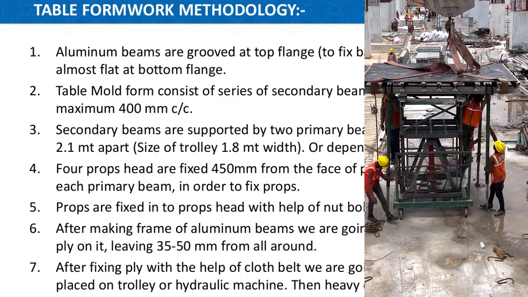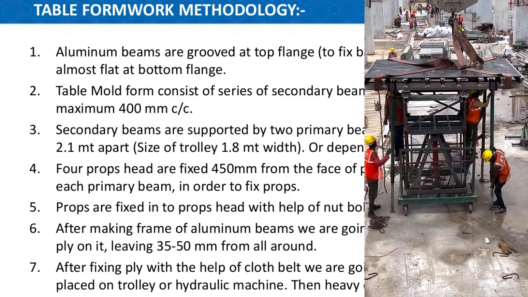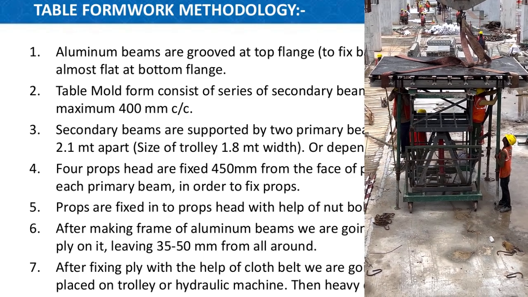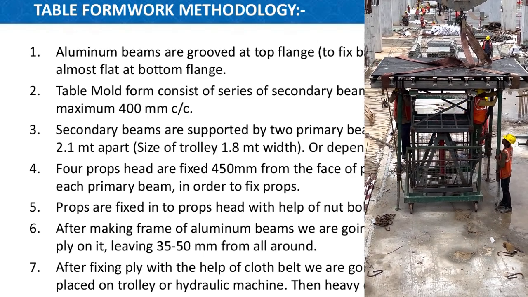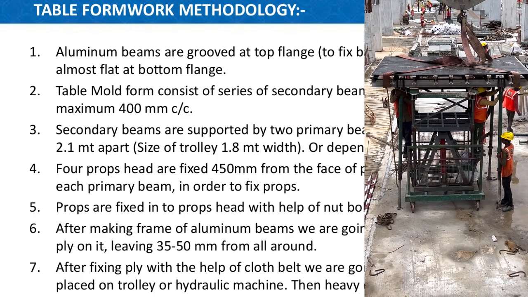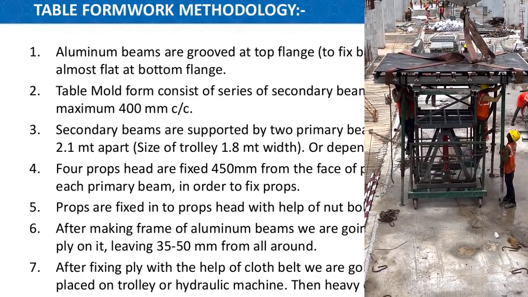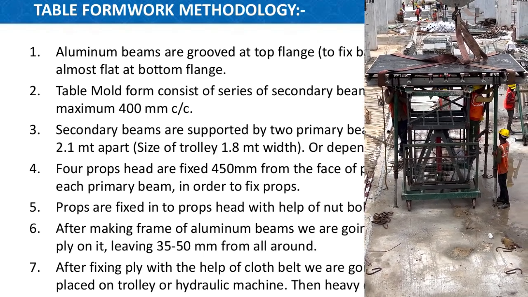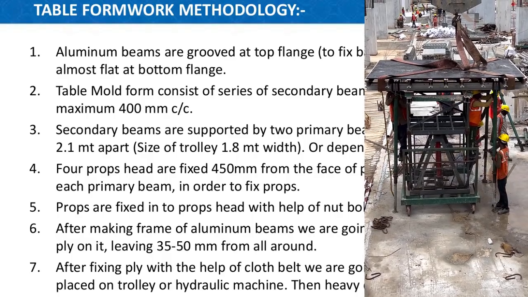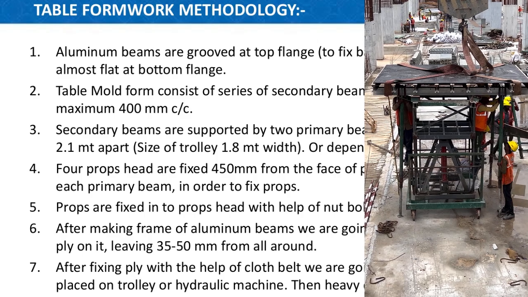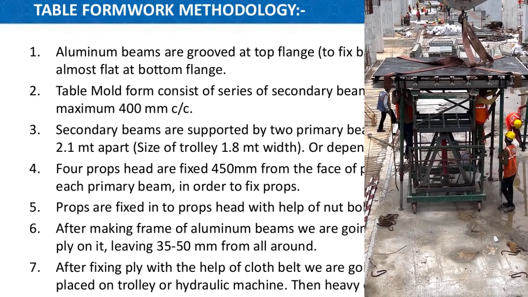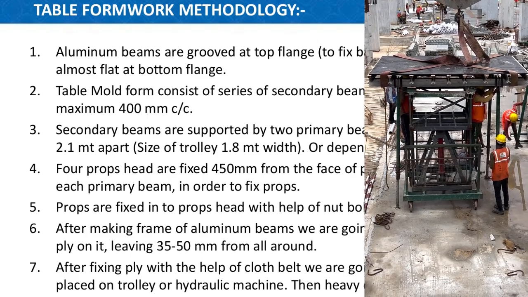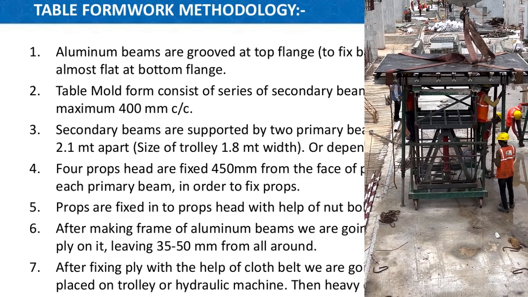After making the frame of aluminum beams, we are going to place densified ply on it, leaving 35 to 50 mm all around. Now, this whole assembly is done. That means the wooden batten is placed on the aluminum beam, primary beam placed, secondary beam placed, prop heads placed, and the props, and then we need to place the plywood on the assembly and fix it with the wooden batten, leaving 35 to 50 mm all around. Why? This other area also you need to fix from the other table formwork.